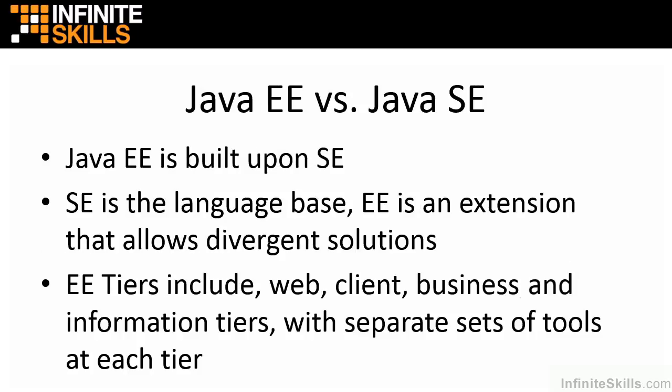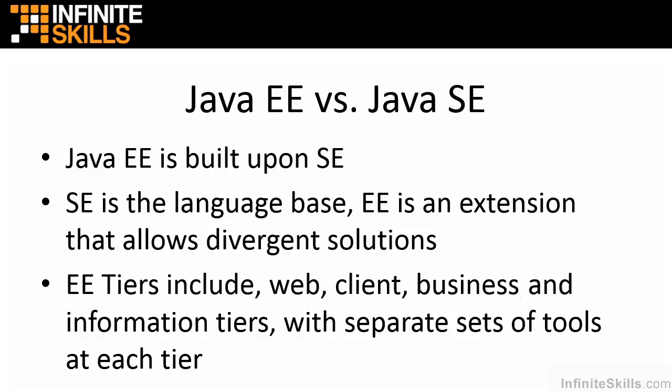So how is EE different from SE? Java EE is actually an extension or built upon the SE. So we need to have SE in place in order for EE to work. Of course, that gives us all the tools available in the SE, such as our I/O for file access, or our utilities if we want to use data structures such as the array list or any of those other tools that are available through Java SE.